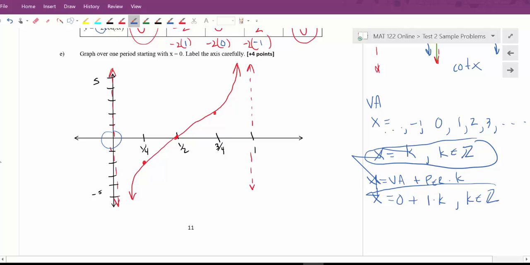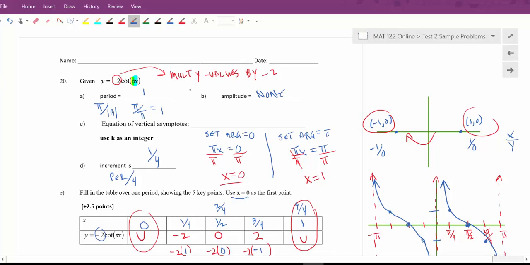Okay, so we'll just say for our vertical asymptotes, I'll go up here and let's just write this like this. It's x equals k, where k is an integer. Okay, and then that problem's done.